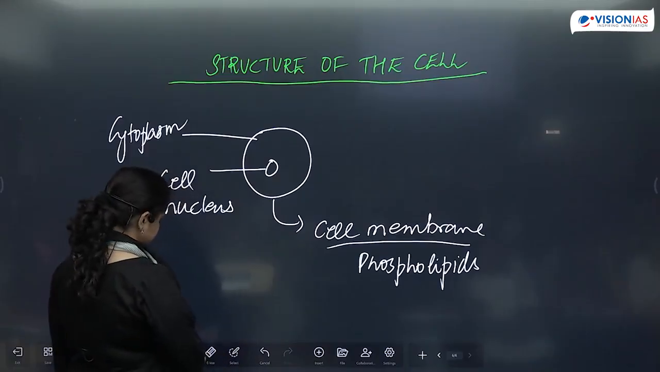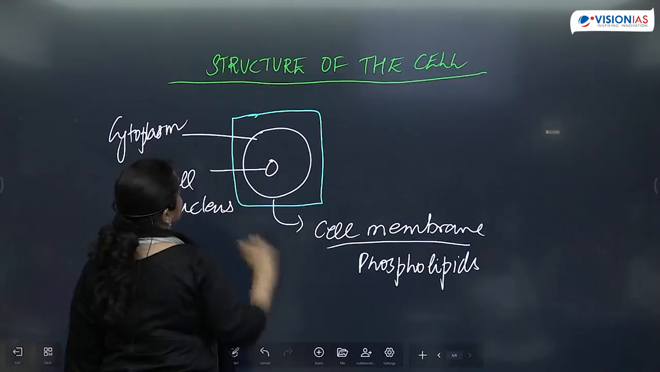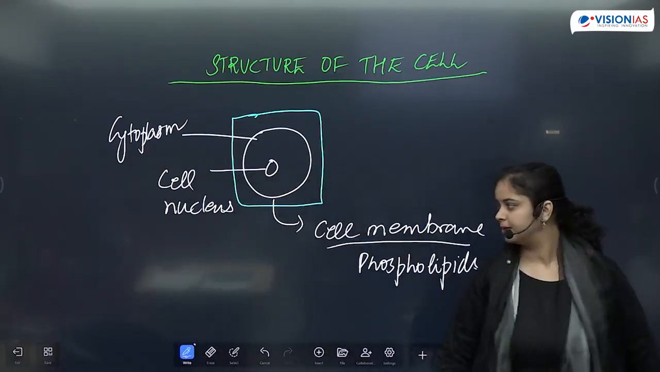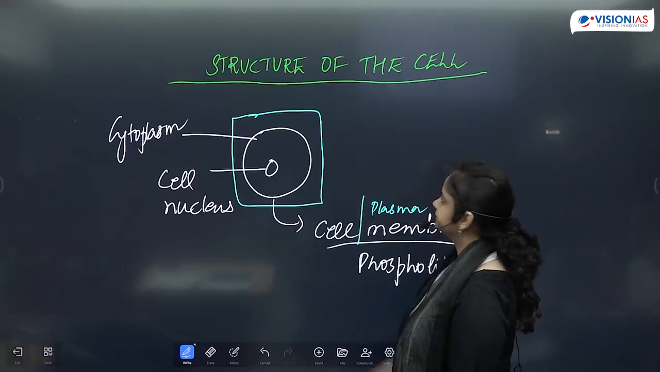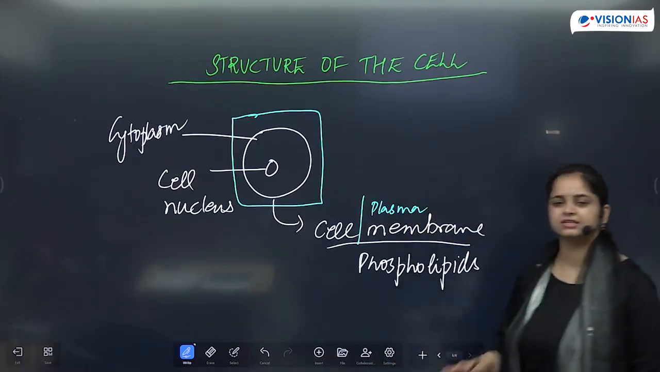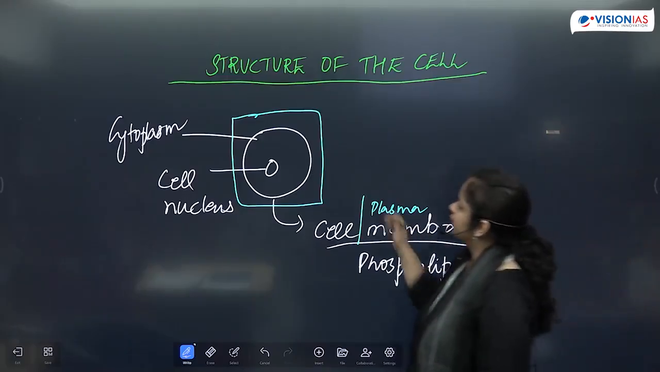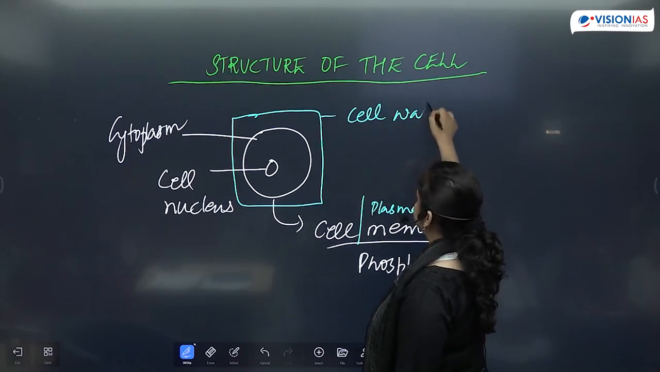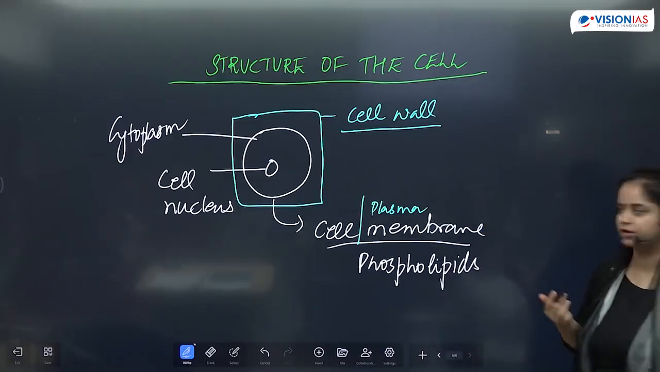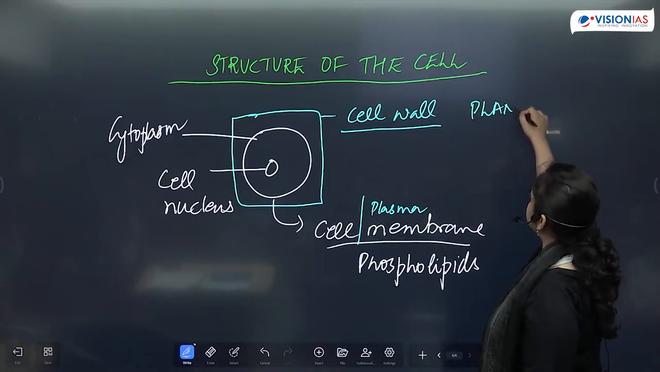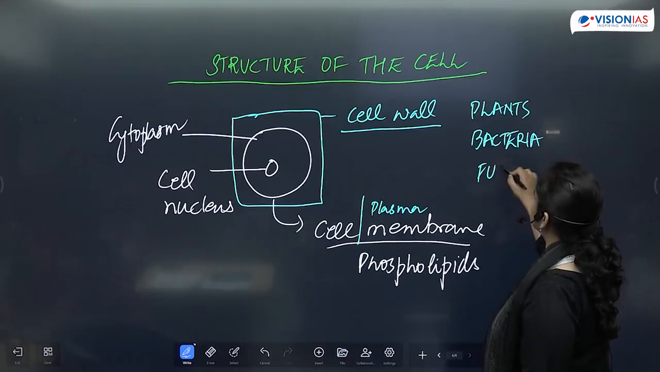And sometimes what can happen is, additionally, outside this, there is a cell wall. Please remember this cell membrane, or it is also called plasma membrane, that is going to be present in all cases. Okay, but cell wall will be present additionally in some cases. This is when there is a need for extra support, extra protection, and cell wall is present in plants, bacteria, and fungi.